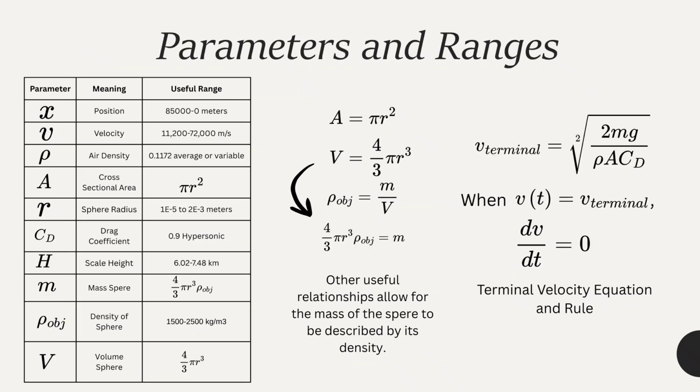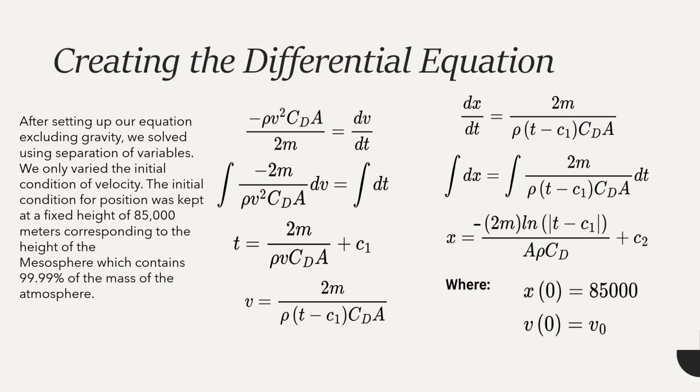Here we can see our parameters and ranges. When mass and area are substituted in, we gain the ability to manipulate the particle's radius and density, making it useful in determining cosmic dust composition. Additionally, here's our terminal velocity equation. After setting up our equation, excluding gravity, we solved using separation of variables. We only varied the initial condition of velocity.